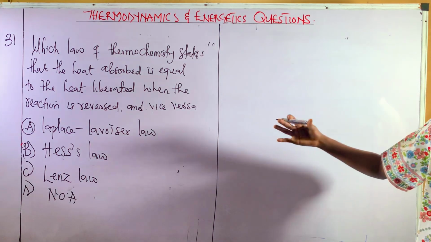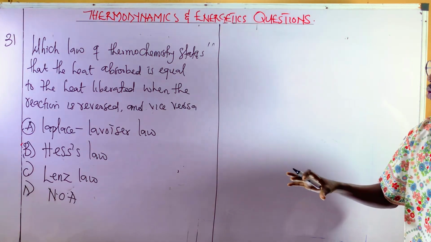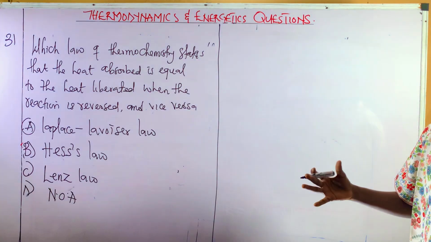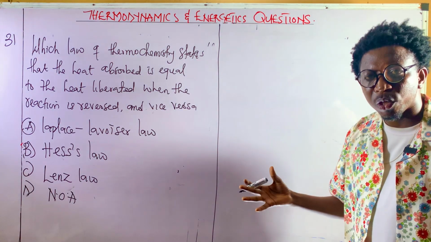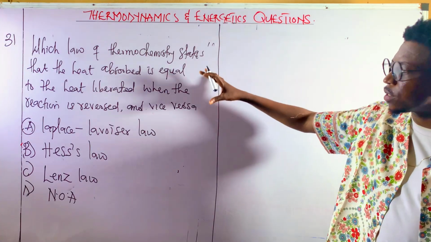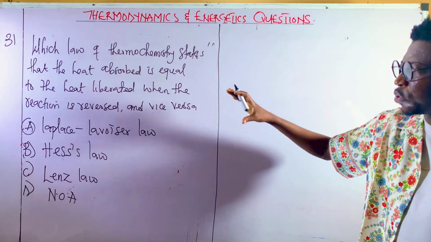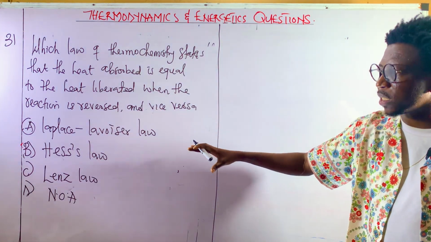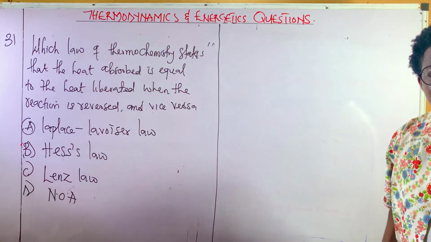Now, I just told you before that we have two major laws of thermochemistry. We have Hess law and Laplace law. Now, if we understand the concept of Hess law, we should know that this is not talking about Hess law. Automatically, we should just by default know the answer. The answer should be Laplace Lavoisier law.